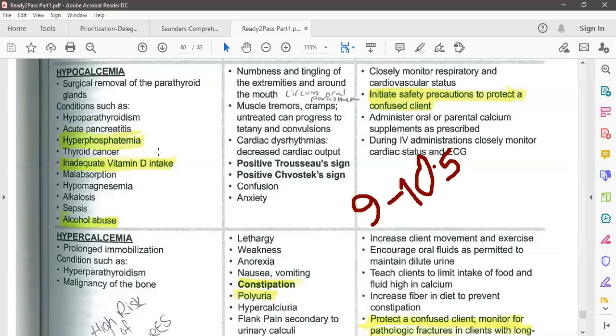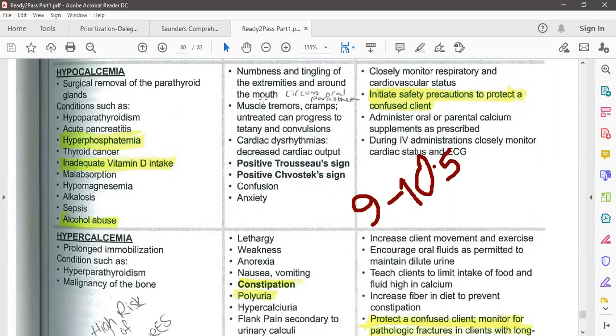Or inadequate vitamin D intake. Vitamin D has a relationship with calcium. It helps to convert it. Other causes include malabsorption, hypomagnesemia, alkalosis, sepsis, or alcohol abuse.